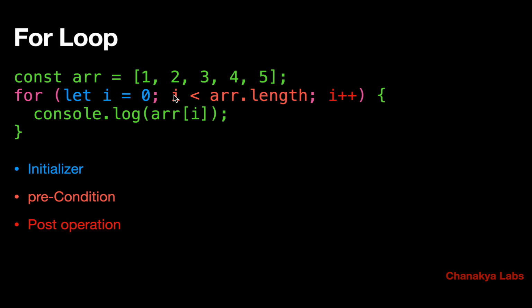Next is a condition, and that condition is checked every time this loop is running. Which means that after let i = 0, now do I need to run this body, this part within the curly braces of this for loop, that is called the body of the for loop. So the initializer is always run, but after that, do we think that this body we have to run or not? That thing is decided by this part.